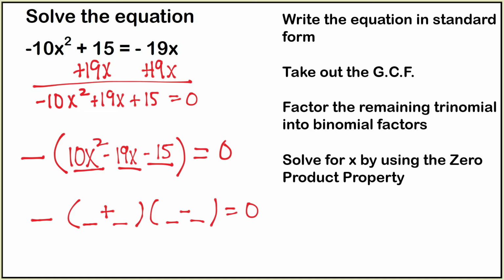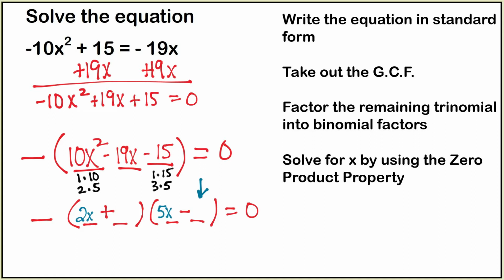Okay, so now for the number 10, we could use 1 and 10 or 2 and 5. For the number 15, we could use 1 and 15 or 3 and 5. Now, I'm going to start by using the numbers that are closest together. It's just a guess, but that's how I'm going to start the problem. So I'm going to put in 2x and I'm going to put in 5x. And then I'm going to use 3 and 5. Now, this spot right here, I need to either put a 3 in there or a 5 in there.